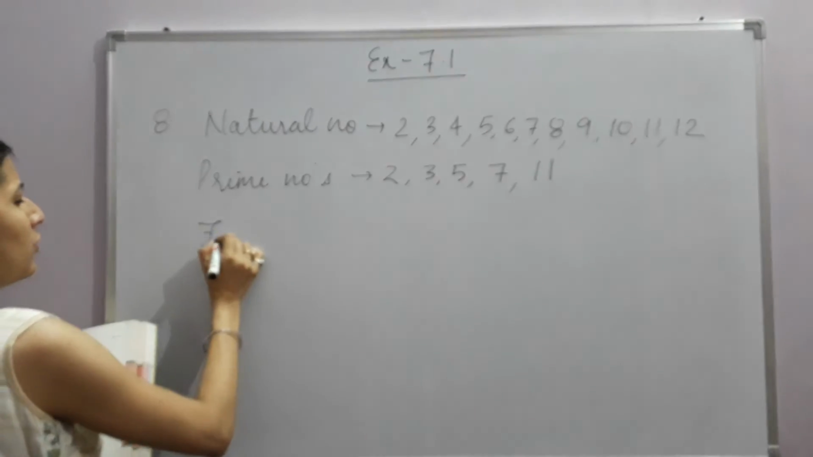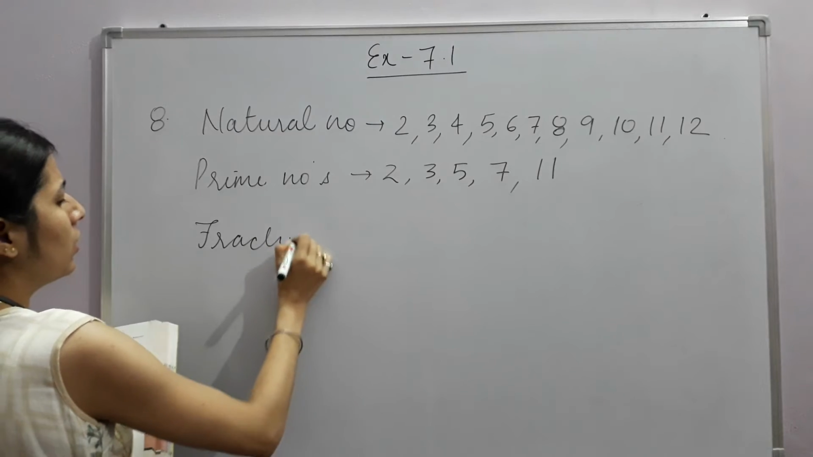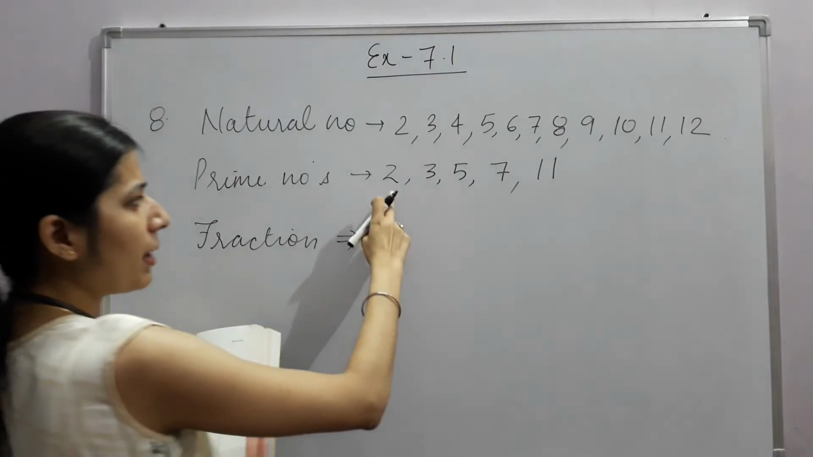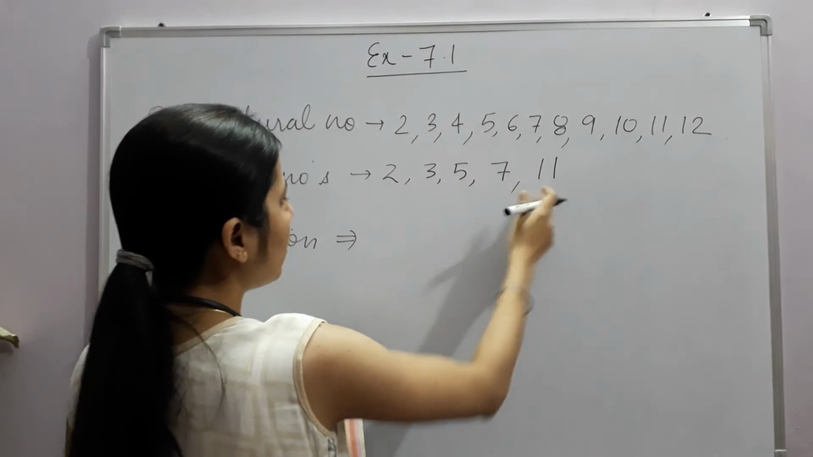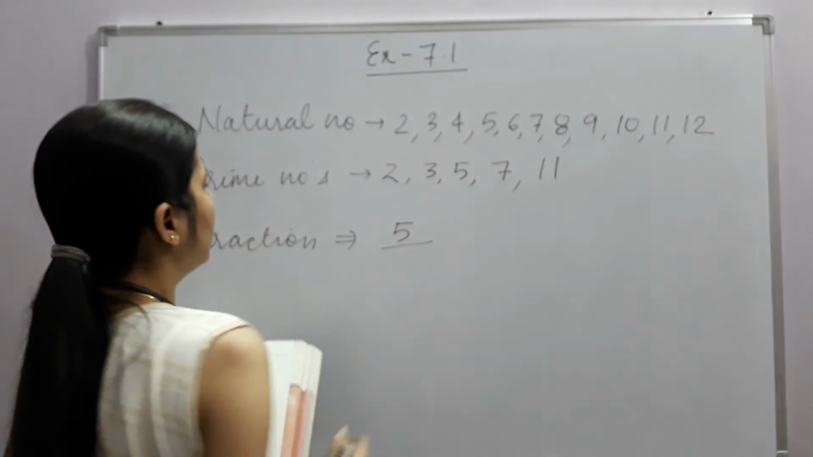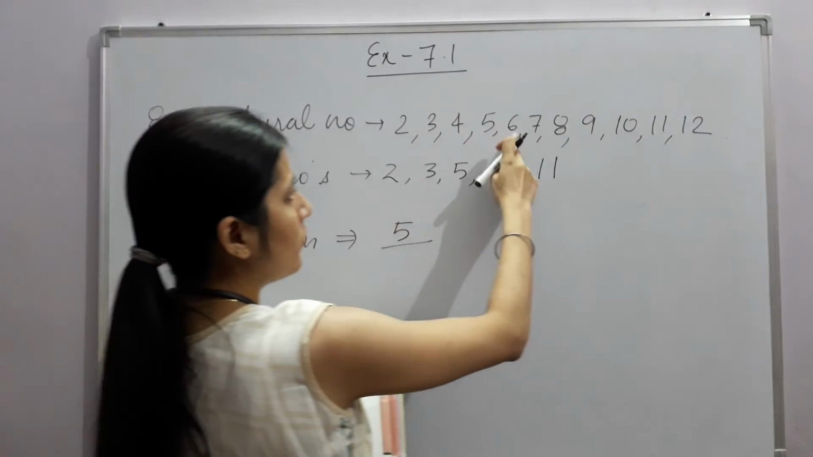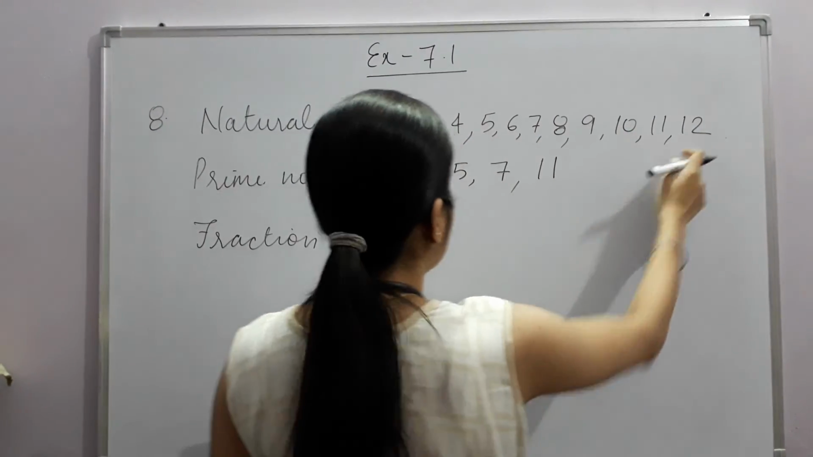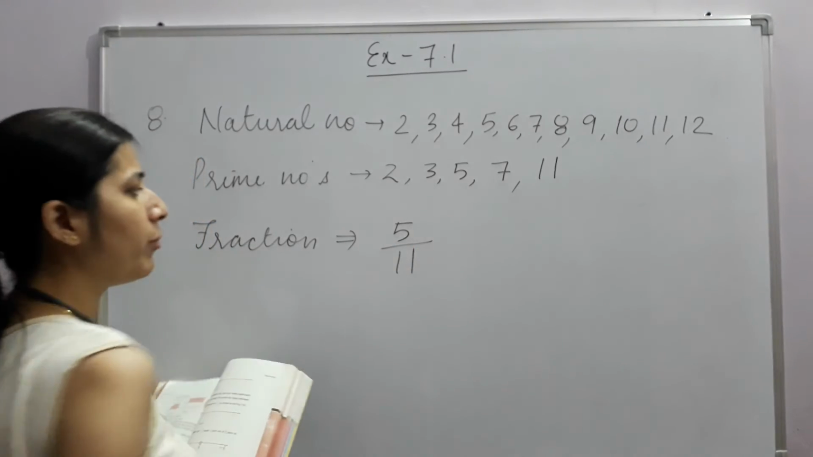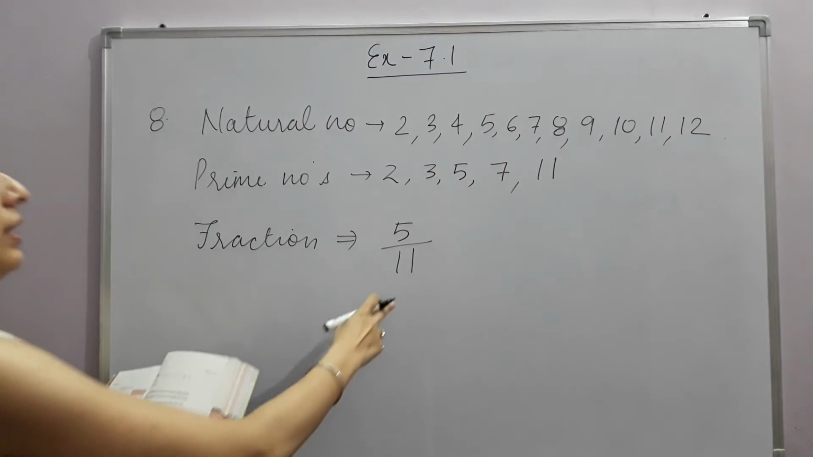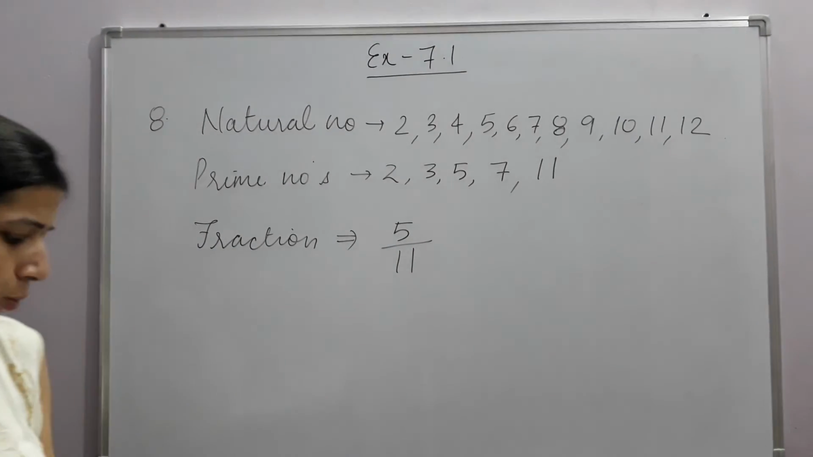So they are asking the fraction of prime numbers. So what will the fraction be? We will write the total number of prime numbers in the numerator. How many prime numbers are these? 1, 2, 3, 4, 5. And what is the total number of natural numbers here? 1, 2, 3, 4, 5, 6, 7, 8, 9, 10, 11. And the fraction of prime numbers will be 5 upon 11. So this is how we will be doing this question.